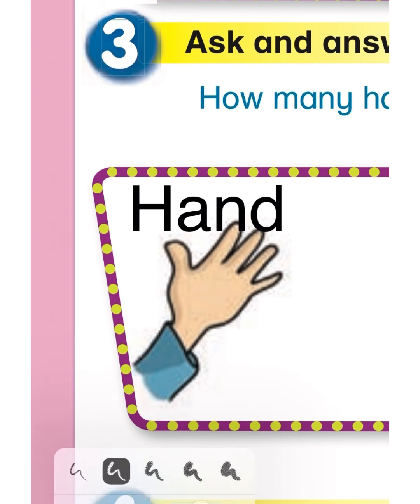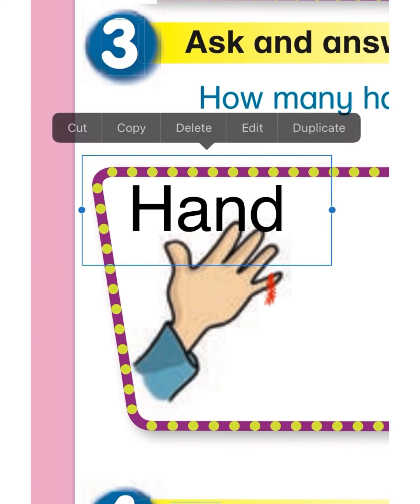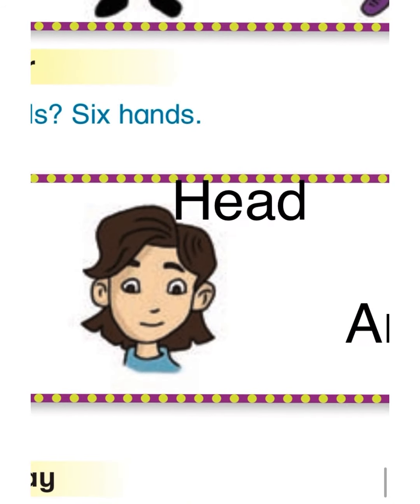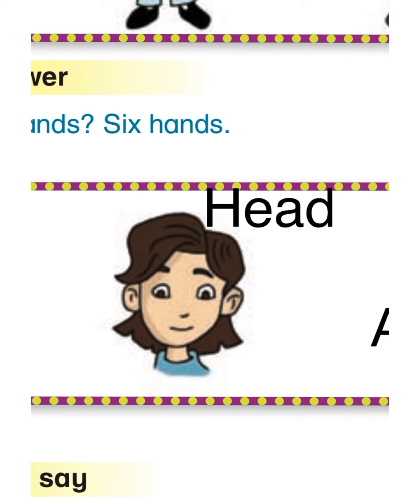Let's count them. 1, 2, 3, 4, 5. 5 fingers. Okay. What's this? It's a... Let's spell the word. H-E-A-D. It's a head. Excellent. Good job, Saif. It's a head. Ras.